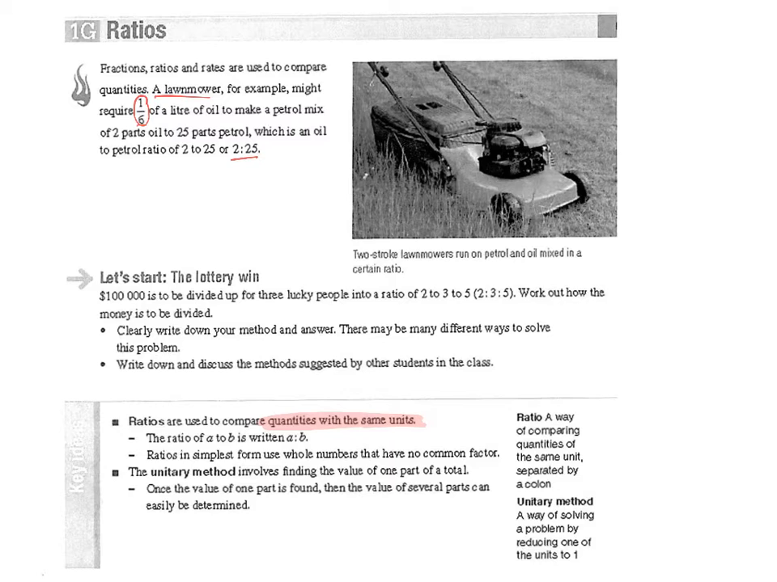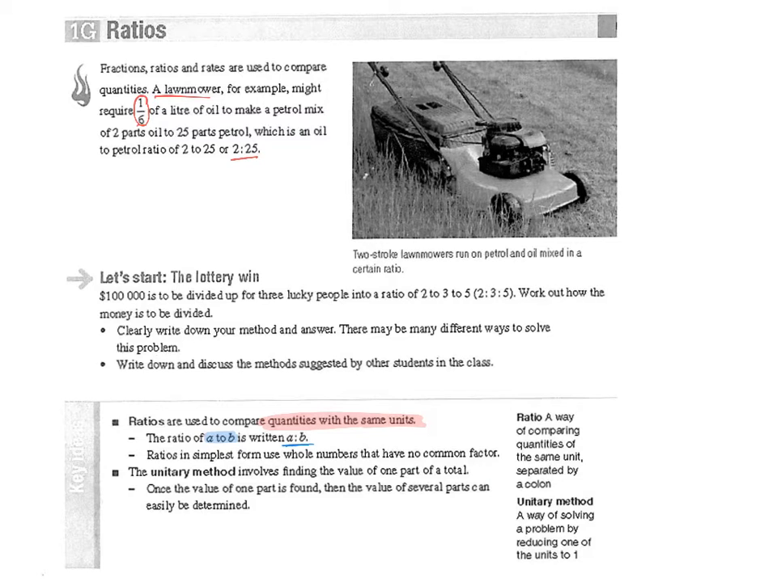If you've got a ratio, it could be litres to litres, kilograms to kilograms, millilitres to millilitres or buckets to buckets. It doesn't matter, the units are the same. When we're writing the ratio of A to B, the format is A, then a colon, then B, and we read it as A to B. Ratios in simplest form use whole numbers that have no common factor.